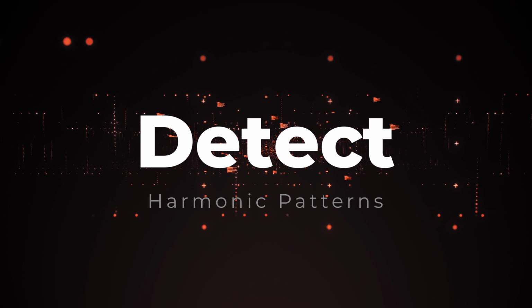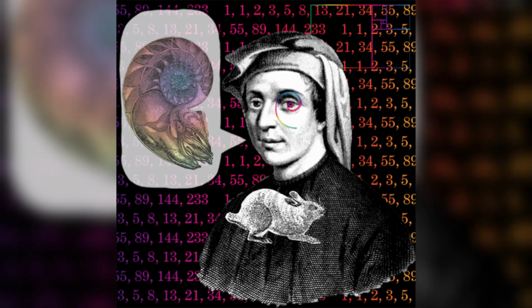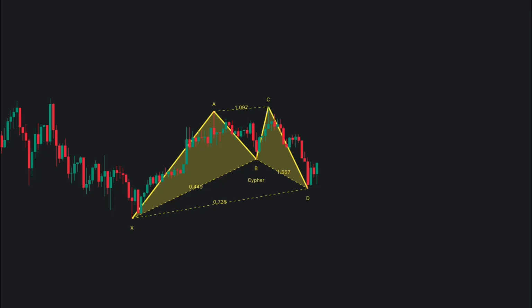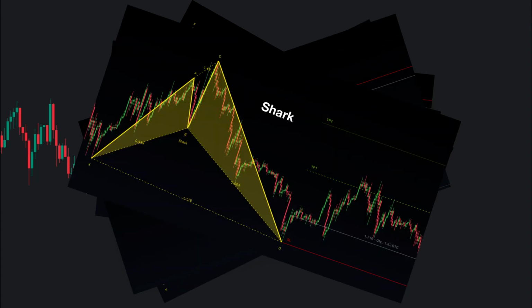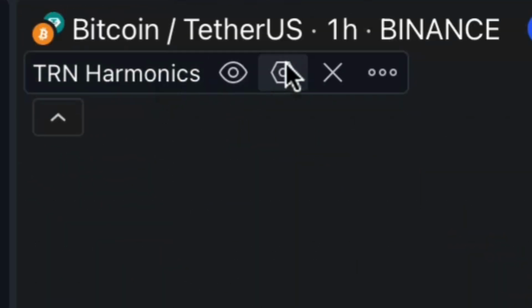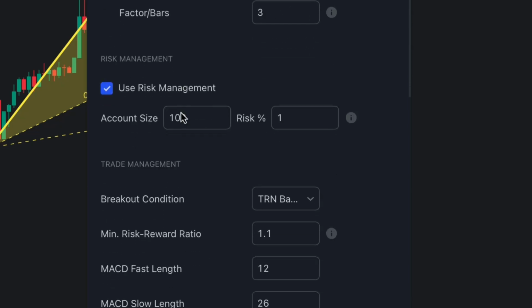Moving on to TRN harmonics. Harmonic patterns are based on Fibonacci ratios and are used to identify potential reversals or continuations. Our tool simplifies the identification of patterns like Gartley, bat, butterfly, and many more. You can choose between different build and breakout conditions for different trading approaches.